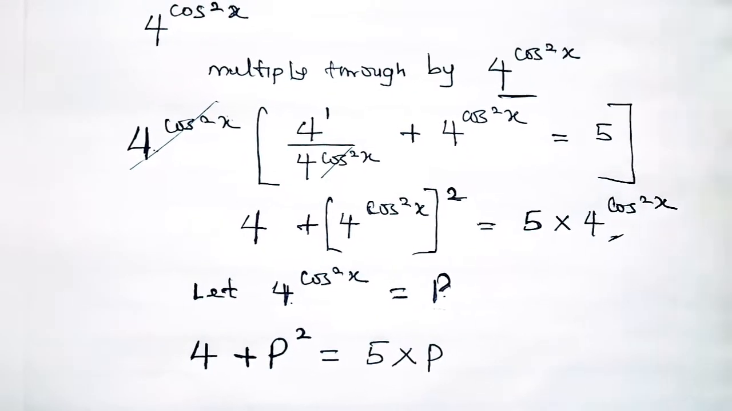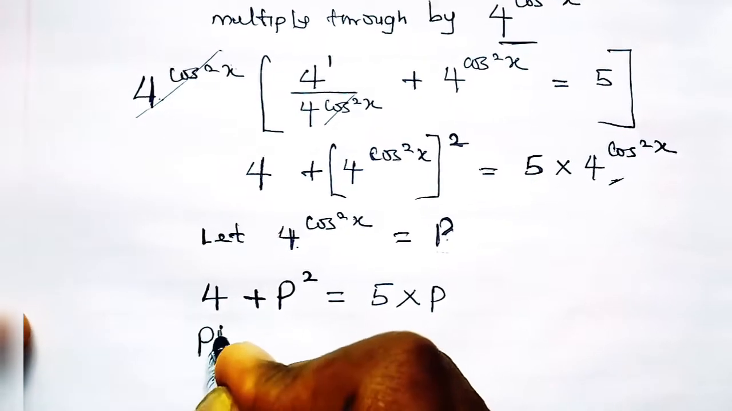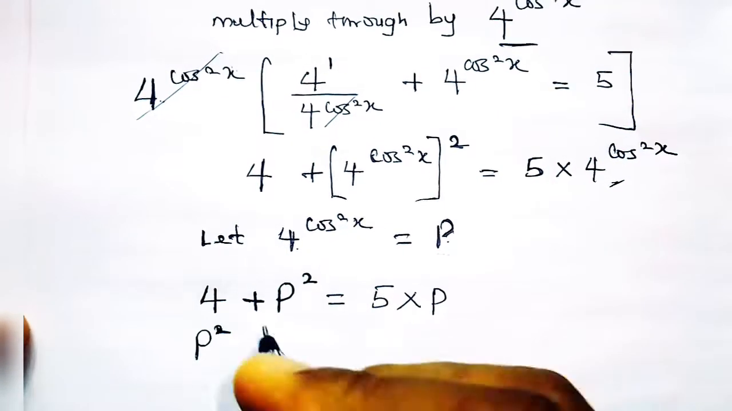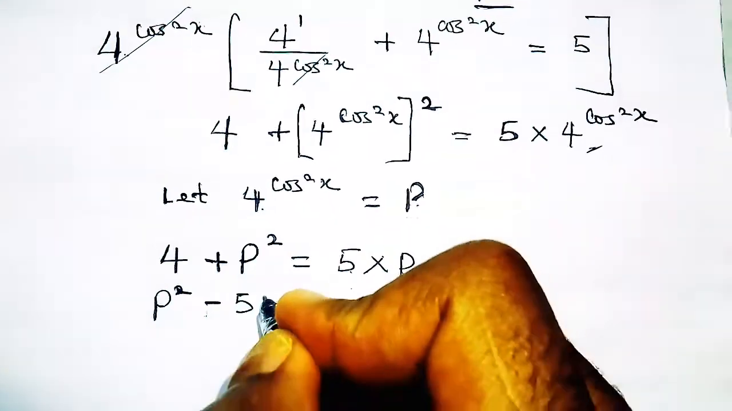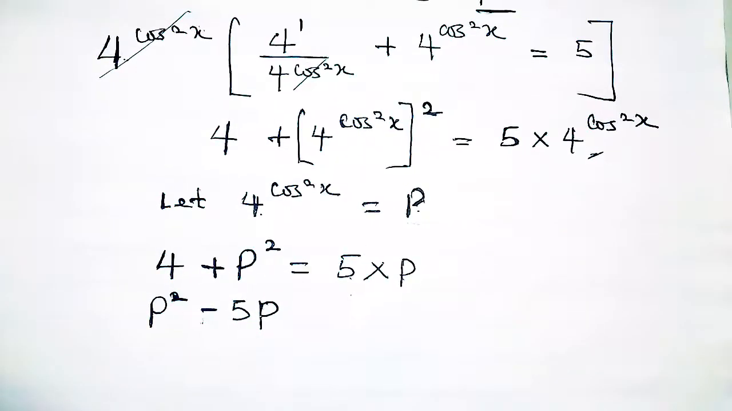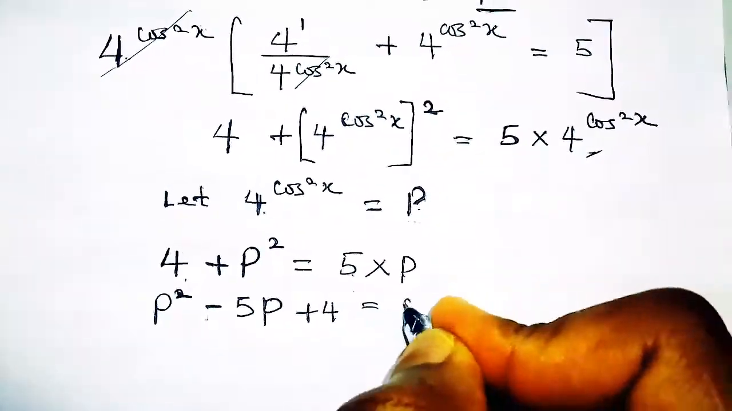So I know what you're saying, right? This is getting to be a quadratic equation. So this is p square, yeah, p square. Then this is 5 times p, right? So I'm times p, this is 5p. Then plus 4, right? Plus 4 equals 0.